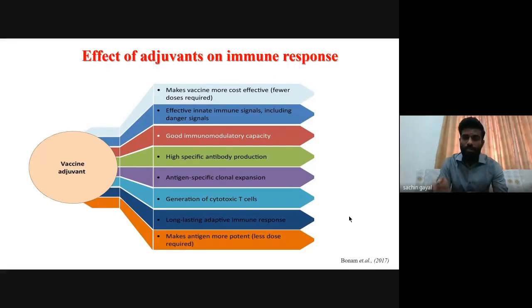But in case of live vaccines, there are more numbers of antigens. But in an adjuvanted vaccine, a low number is essential.